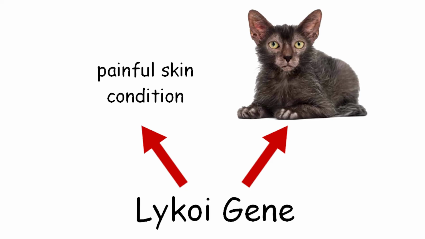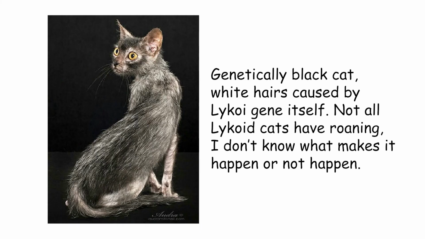Unfortunately, this gene is pleiotropic. It fundamentally causes both of these effects. There isn't a way to breed out painful skin conditions without also breeding out the werewolf look. It's just not possible. Reducing skin conditions also means reducing werewolfiness. They're the same gene. The same gene also seems to cause roaning, with some hairs not having any pigmentation, which just leads to this kind of grizzled ticking look.